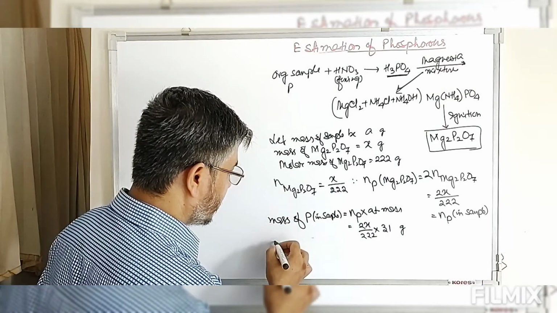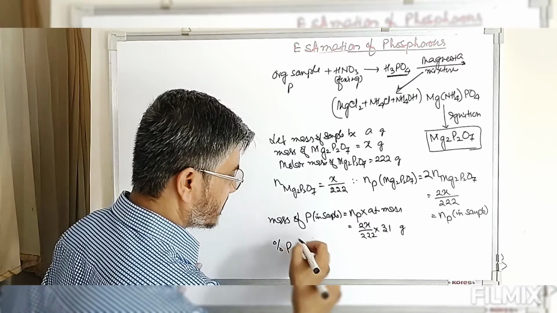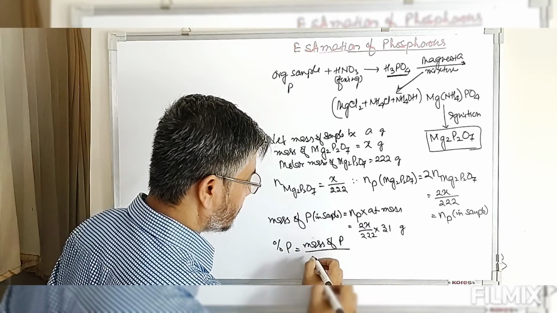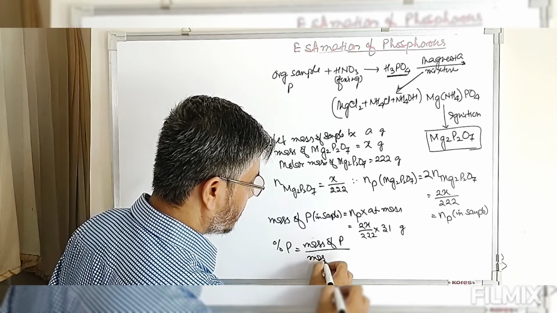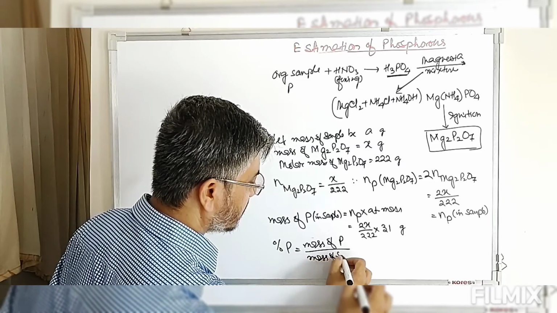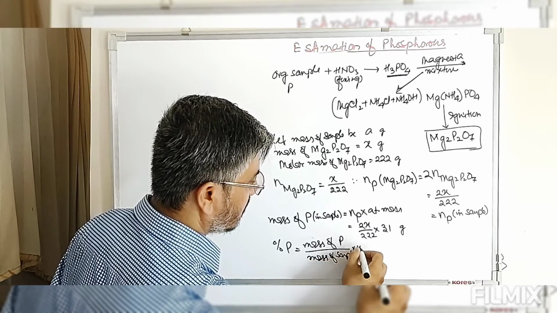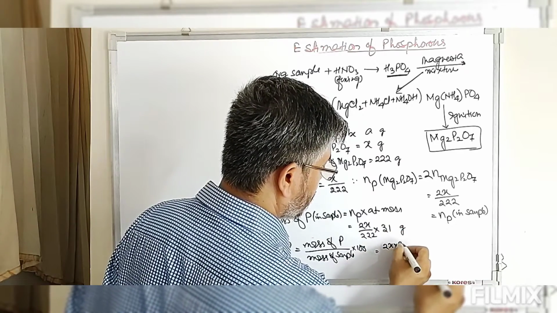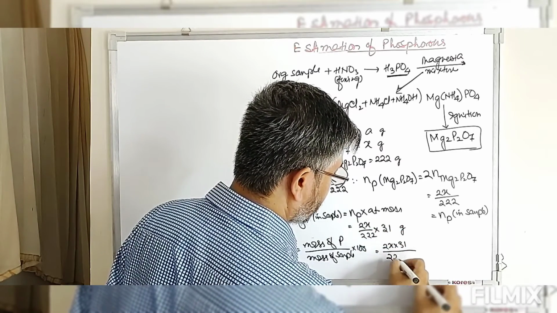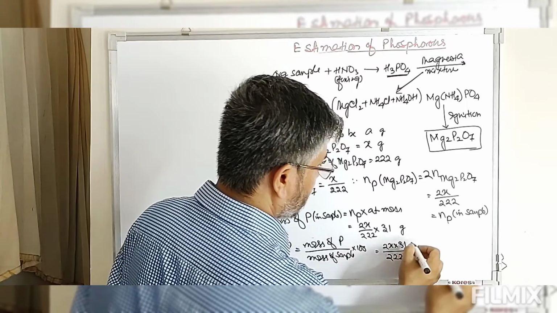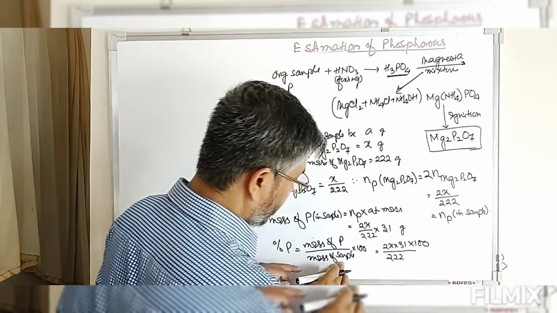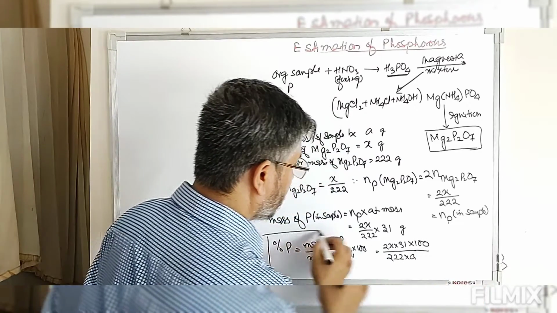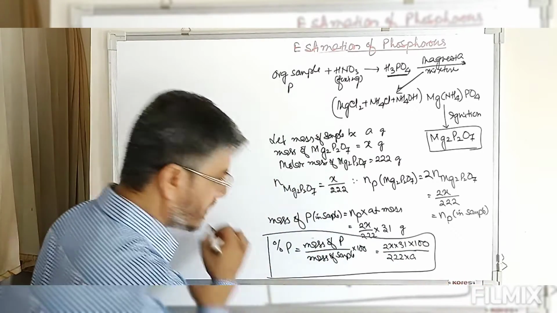Once we have this mass, we can determine the percentage. So the percentage of phosphorus is the mass of phosphorus in the sample divided by the mass of sample, times 100. The mass of phosphorus is twice X into 31 divided by 222, into 100 divided by the mass of sample. The mass of sample is A. So this is the percentage of phosphorus in the given organic sample.